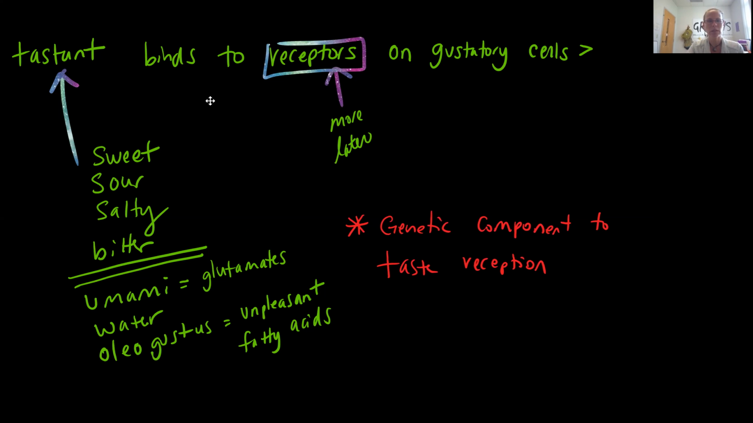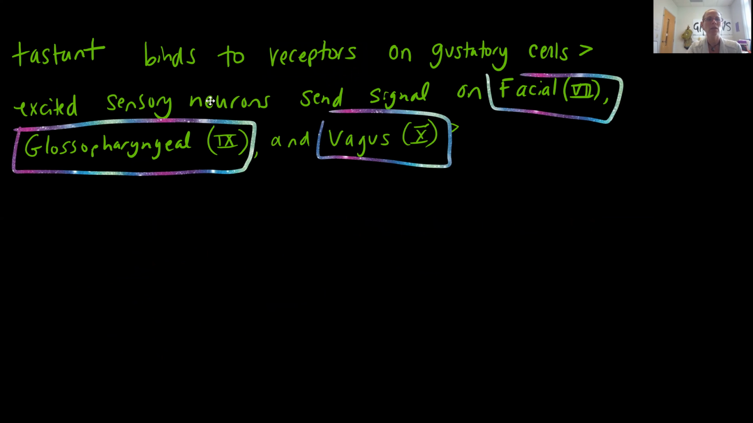Okay, so we're going to have our taste stimuli binding to our receptors on our gustatory cells, and then this will cause excitation to our sensory neurons, which are going to become part of three of our cranial nerves. So we're going to see the facial nerve, the glossopharyngeal, and the vagus. Now, all of these are coming from different areas of the tongue. So that's partially why we have these three. We don't need to be that detailed, but we do need to see that these three are involved.